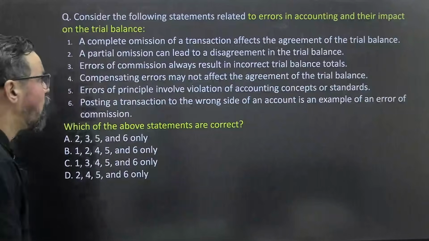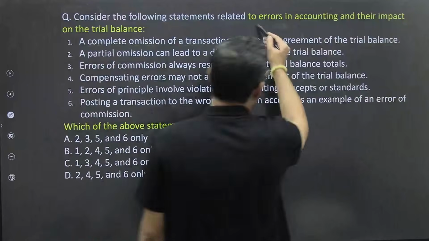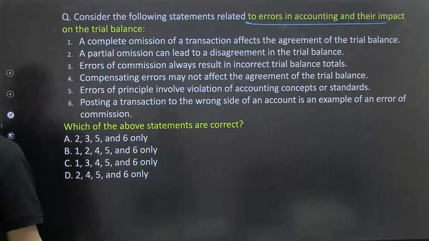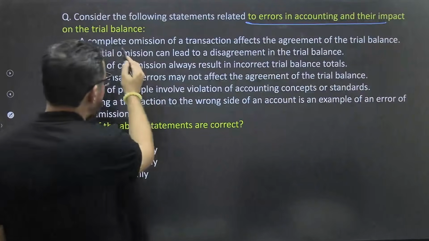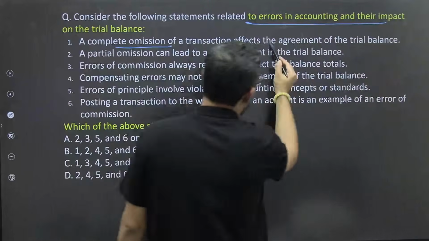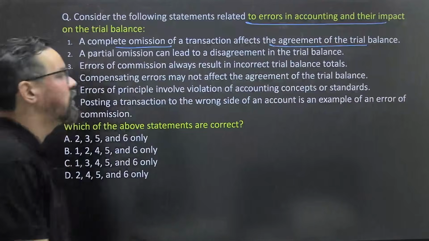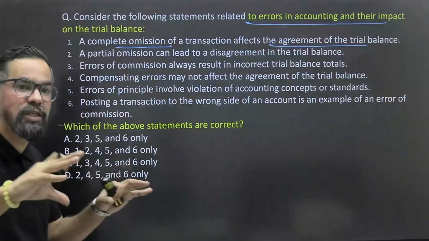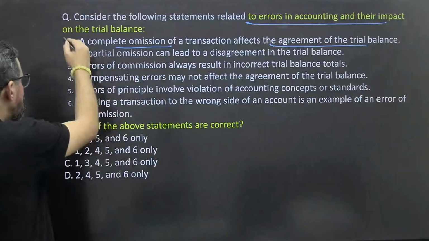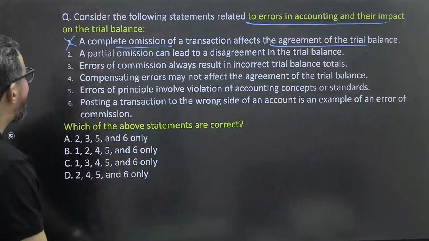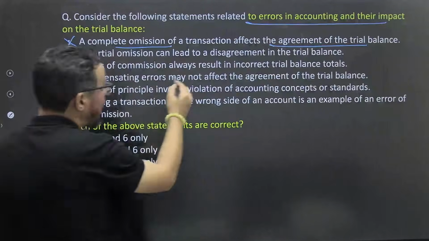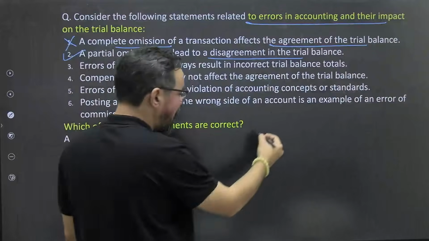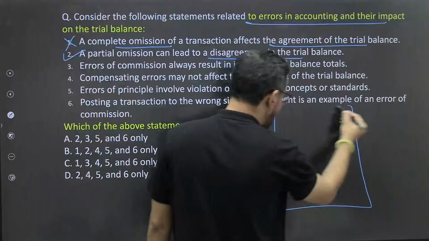So consider the following statements related to errors in accounting and their impact on the trial balance. First one: a complete omission of a transaction affects the agreement of the trial balance. No. If it is a complete omission, there will be no difference between debit and credit balance. So first of all, it is wrong. Then the second one: a partial omission can lead to disagreement. Yes. Agreement or disagreement means, while you prepare your trial balance, it will show something like this.